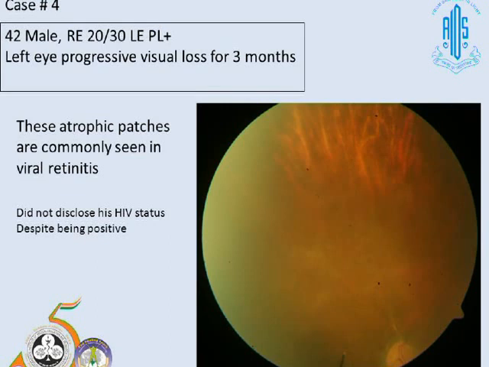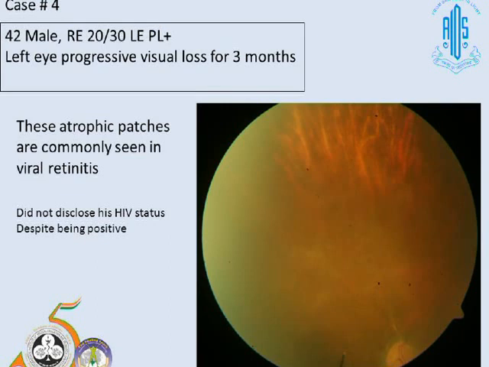So this patient was a 42-year-old male. He was 20/30 in this eye and PL in the other eye. When we were looking for the pale disc, then we saw the periphery, and we saw these atrophic patches in the periphery where the choroidal vasculature is very clear. The patient was a known case of HIV, but he did not disclose it to us. But when we asked him retrospectively, do you suffer from any such disease, then he disclosed that. So these kind of atrophic patches are classic of healed viral retinitis.